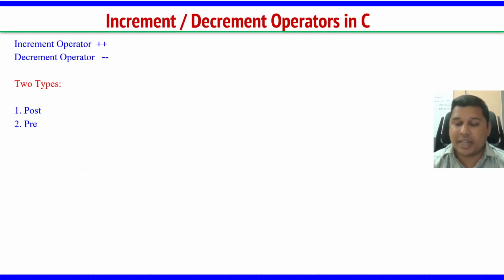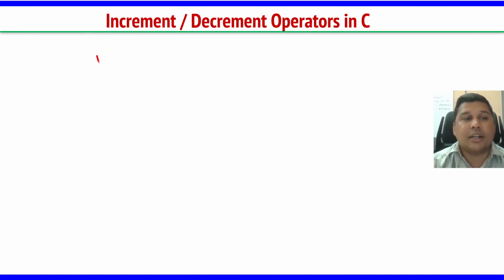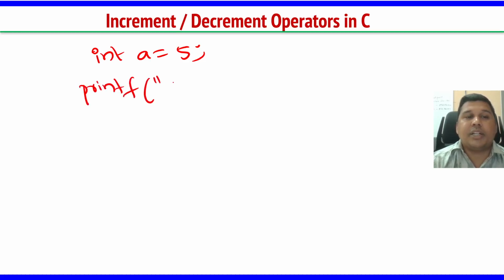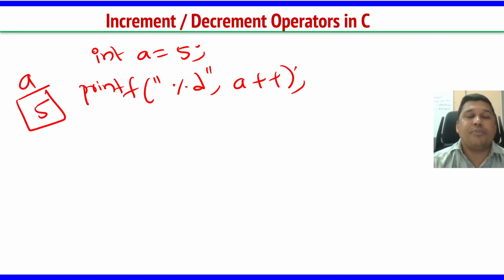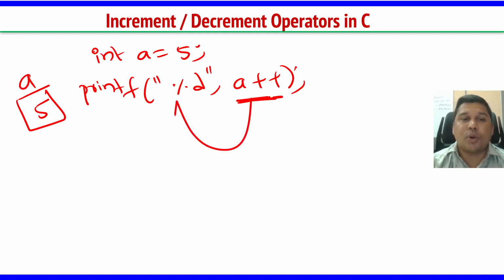Okay. Let us take another example: int a = 5, and I am writing here printf("%d", a++). Now, what is the output? What is the value of a? In this case, a contains 5 in the memory. Now see, this a++ is not standalone. Why? It is involved in some programming statement. In such a case, you have to follow the rules of post and pre.